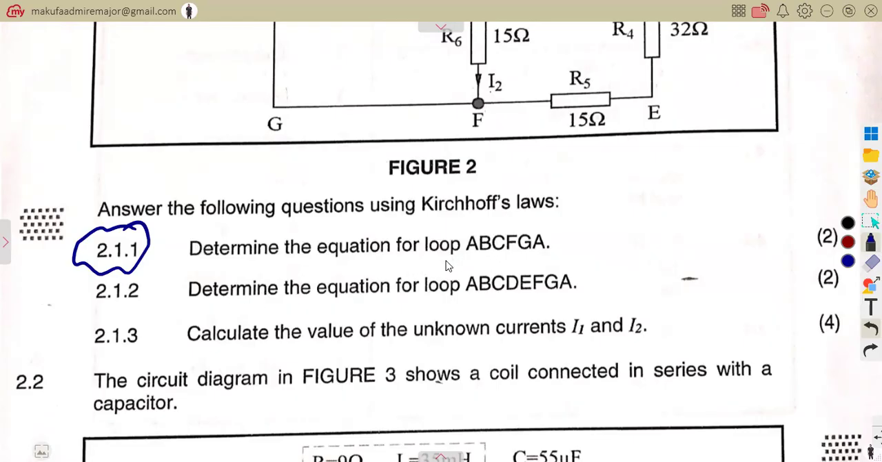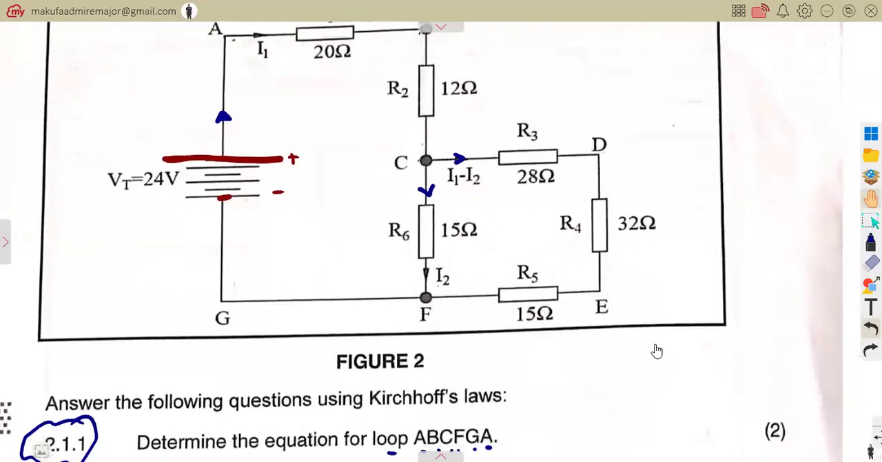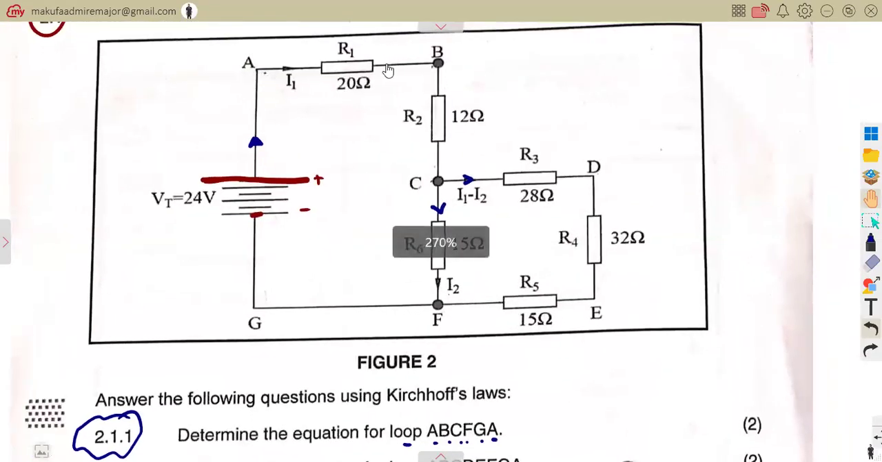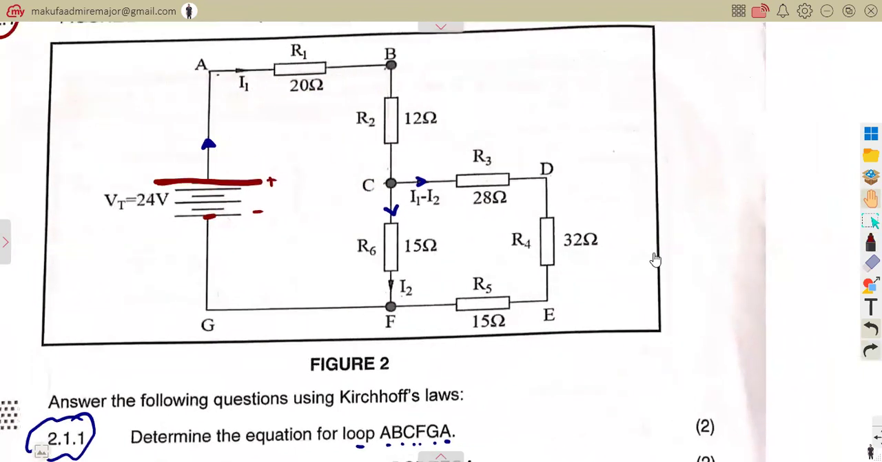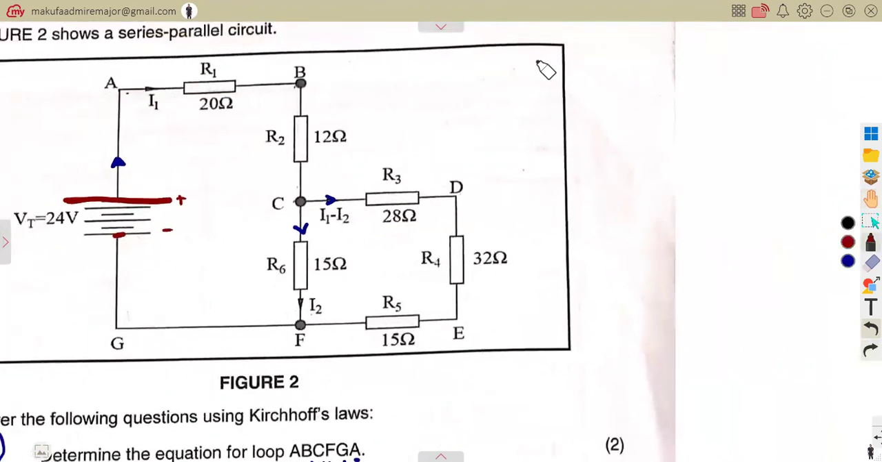Determine the equation for loop A, B, C, F, G, A. That is the first part here. A, B, C, F, back to the first part. So we are considering this loop here. Let's see how we're going to formulate this equation from the given loop A, B, C, F, G, A.